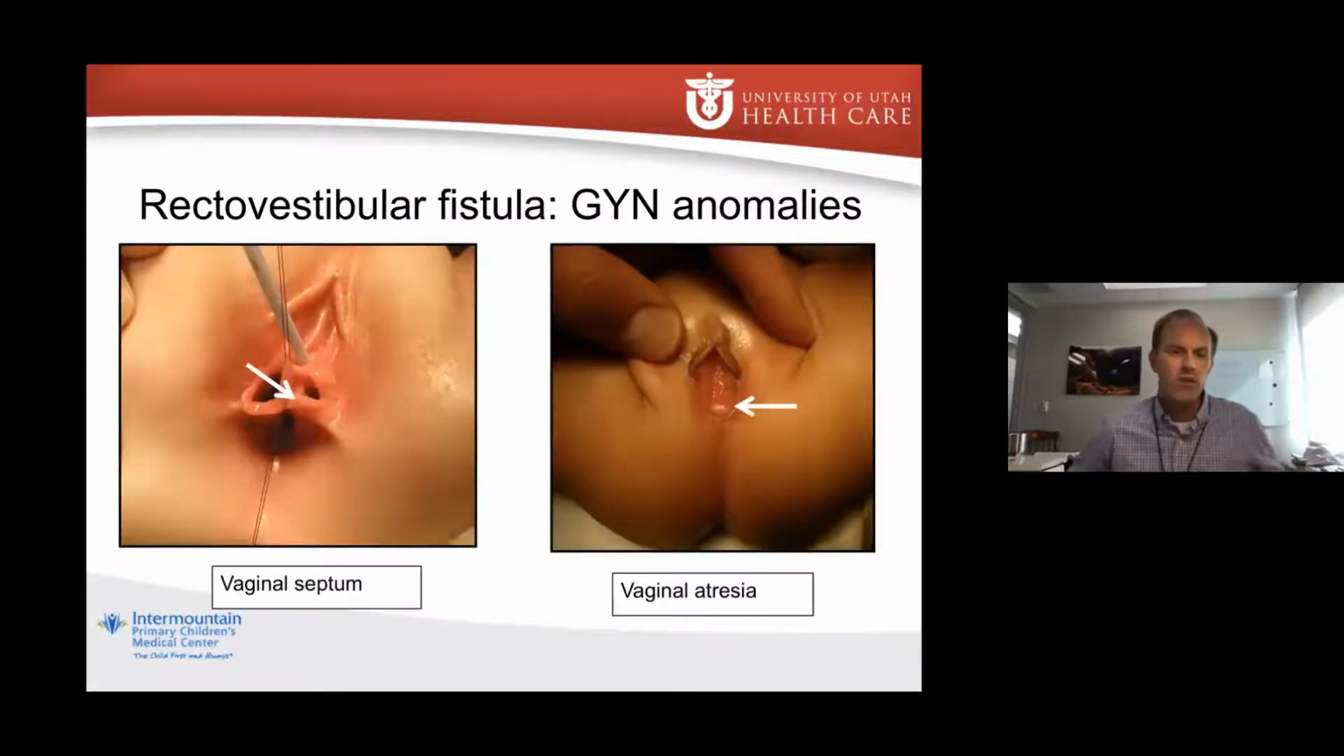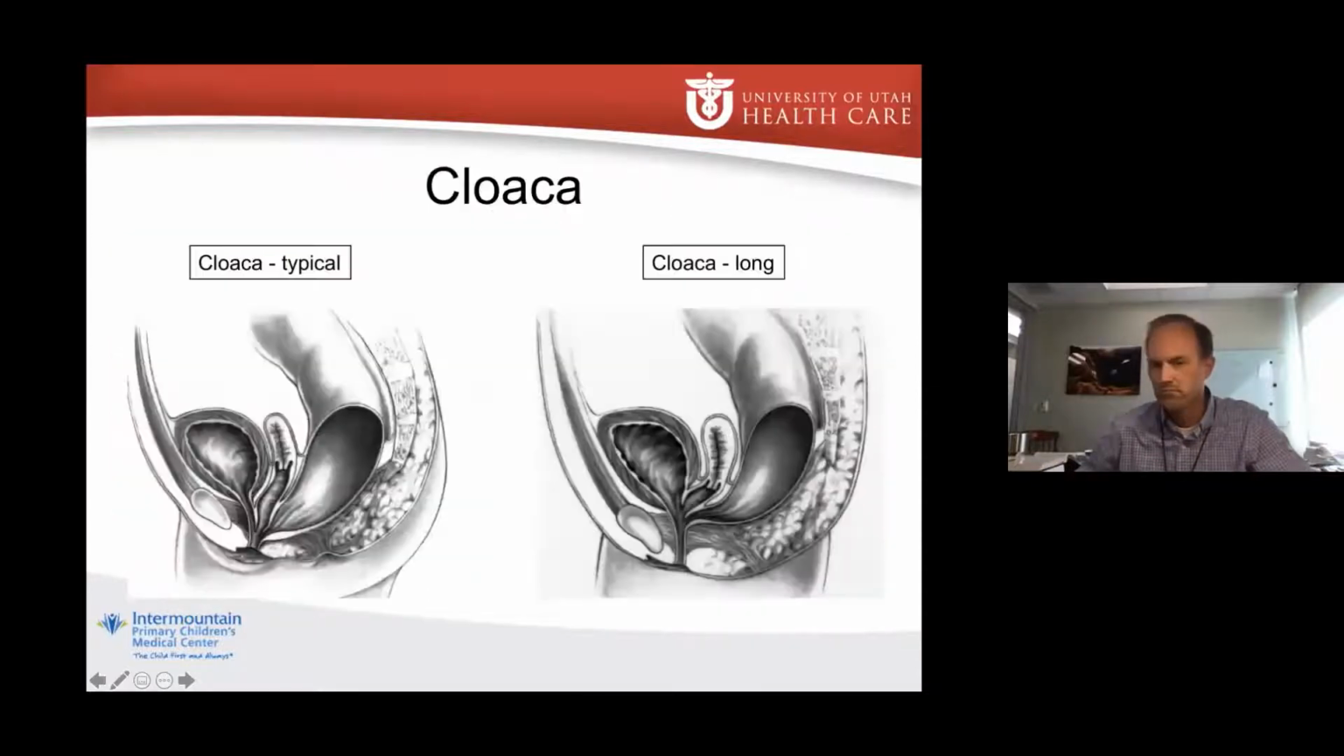Here's a picture where you can actually see the vaginal septum here. So here's the fistula right here at the vestibule, and then you can see the 2 hemivaginas with the septum in between. And then this patient has vaginal atresia. So here's kind of your typical short channel cloaca on the left side. So there's a short common channel, and you can see there's a nice long urethra. And then here's a patient with a longer common channel on the right side.